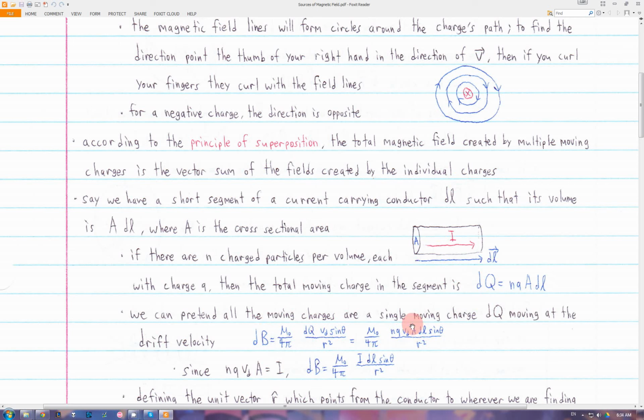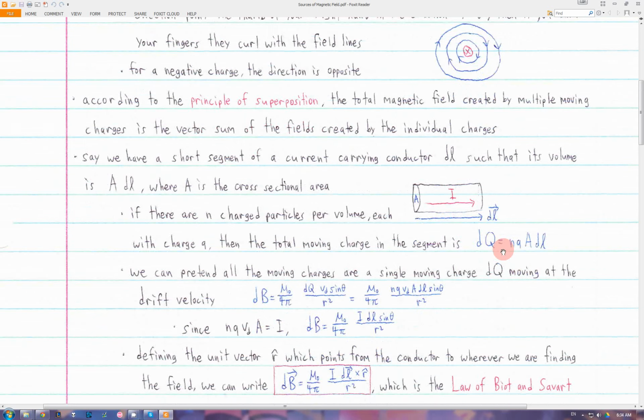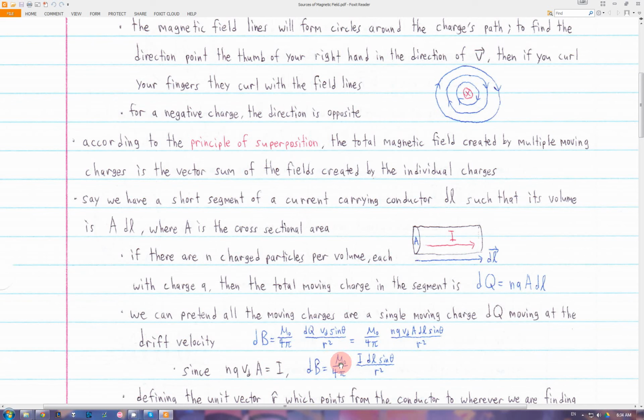And so this expression, n times q times the drift velocity times the cross-sectional area, we know that that's the definition of current. Now that's kind of an alternate definition of current, so we can replace all these terms with I, the current in this small section of wire. And so then we get mu naught over 4 pi times I dl sine theta over r squared.